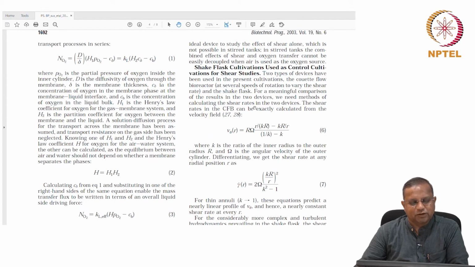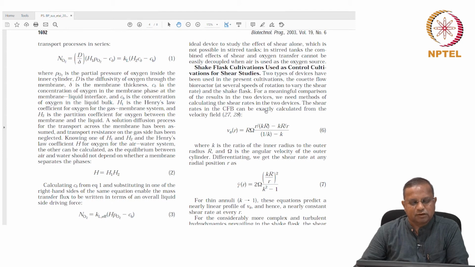Shake flask cultivation. Two types of devices have been used in the present cultivations: the Couette flow bioreactor at several speeds of rotation to vary the shear rate, and the shake flask. For a meaningful comparison of the two devices, we need methods of calculating shear rates in these two devices.